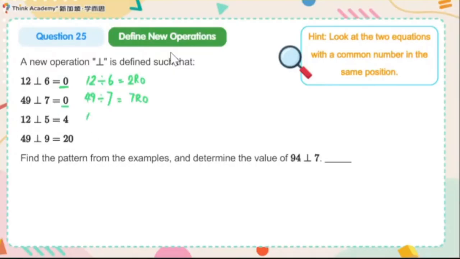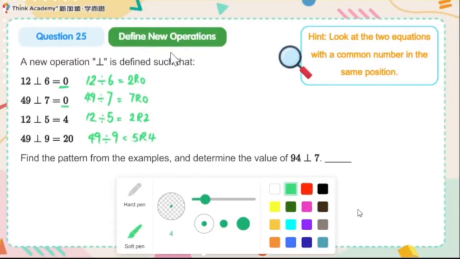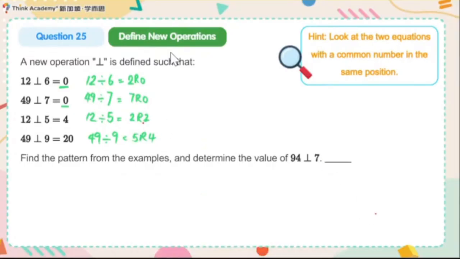For example, 12 divided by 5. What is the quotient? What is the remainder? It is 2 remainder 2. And 49 divided by 9, that will be 5 remainder 4. Oh no, right? It's not exactly the remainder. Because you see the third equation, remainder 2, how come I get 4? The fourth one, remainder 4, how come I get 20? How come? Then let's think about it. What should I do to the remainder?